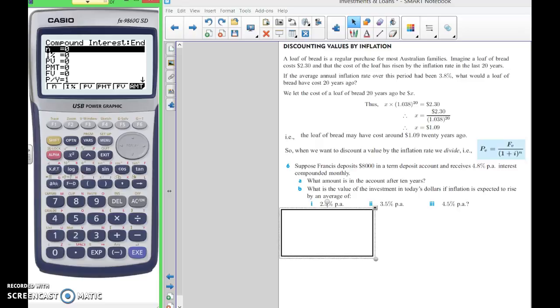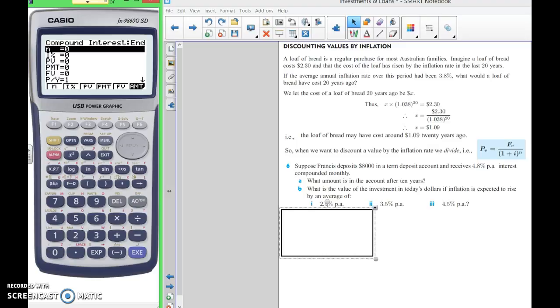Two of looking at inflation is looking at discounting values by inflation. So an example that we've got here is looking at something we all would use in our families, or most people would, a loaf of bread. Most people buy at least 1, 2, 3 of these a week. If you're thinking about a loaf of bread costing $2.30, the cost of the loaf of bread has risen by inflation in the last 20 years, okay?